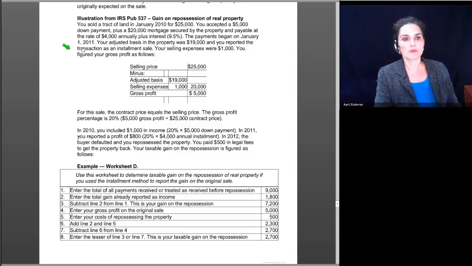Your selling expenses were $1,000, and you're going to figure your gross profit as follows. Firstly, you go to the selling price, $25,000. You take your adjusted basis, which is $19,000, and you add in the selling expenses of $1,000, a total basis to reduce from the selling price of $20,000. So 20 from 25 is 5, and 5 is your gross profit. For this sale, the contract price equals the selling price. The gross profit percentage is 20%. That is, 5,000 divided by 25,000 is going to give you that 20%.